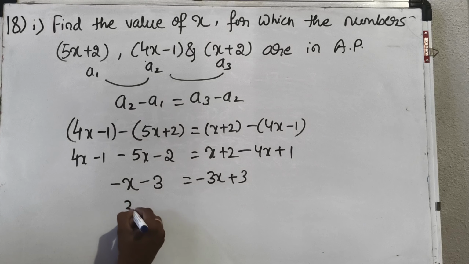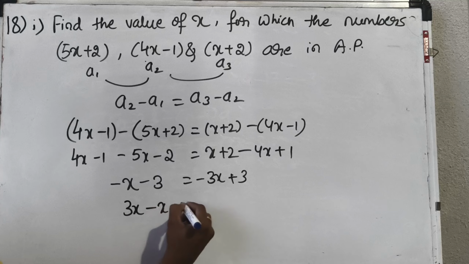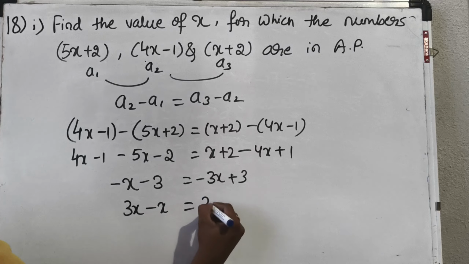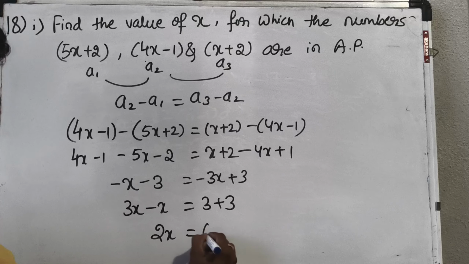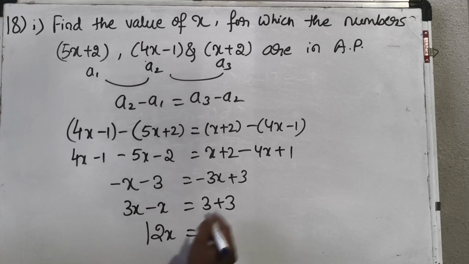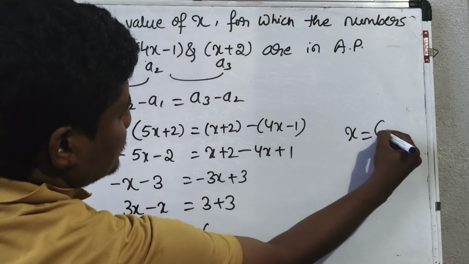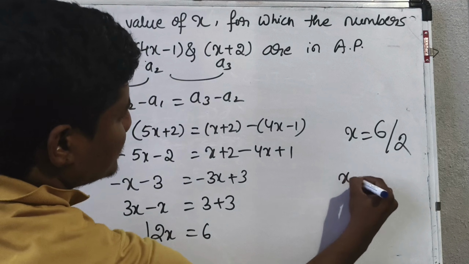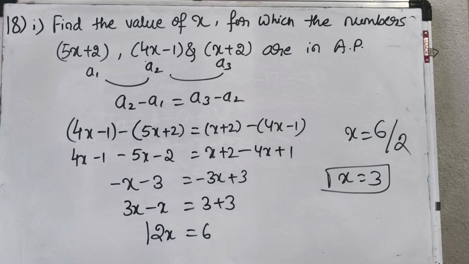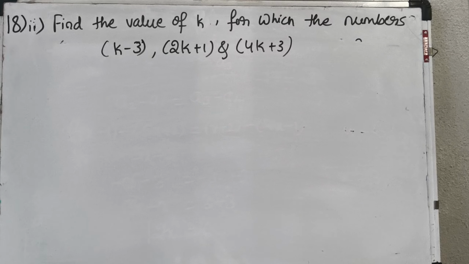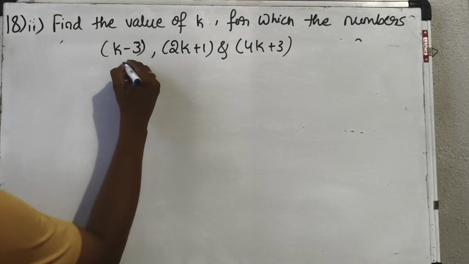Bring minus 3x to this side, 3x minus x. Take this minus 3 to that side, 3 plus 3. 3x minus x is 2x, is equal to 6. x is equal to 6 by 2. x is equal to 3. For the value of x equal to 3, these numbers are in AP.